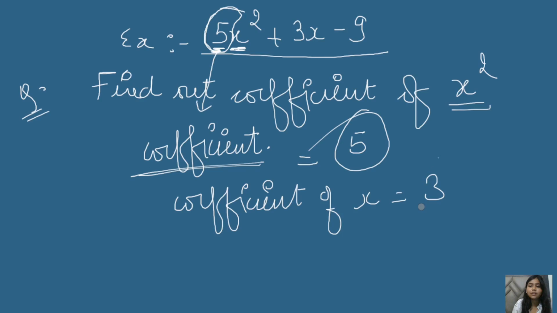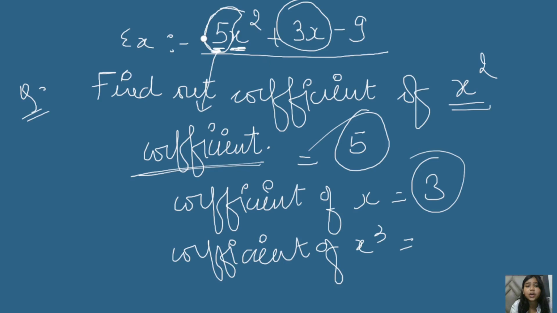Now if we are asked to find out the coefficient of x cube, then in this particular equation, as you can see, there is no x cube. That is why the coefficient of x cube in this equation is 0, because no x cube is present. So these are the types of questions you will witness in the polynomial part. It is very easy. Let's solve these, and in case of any problem, you know where to comment below.